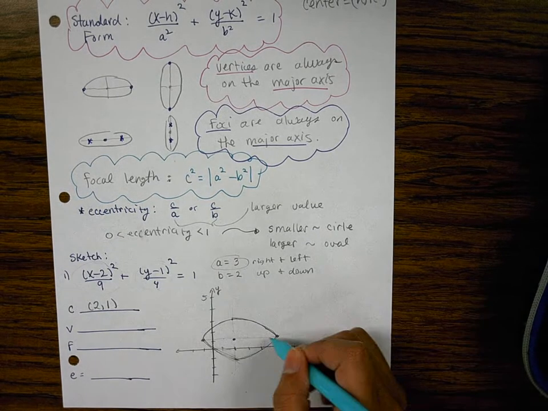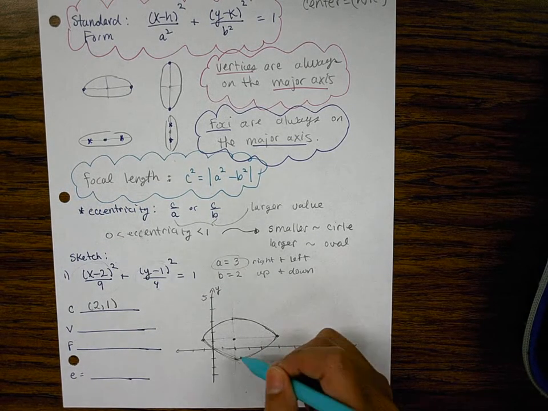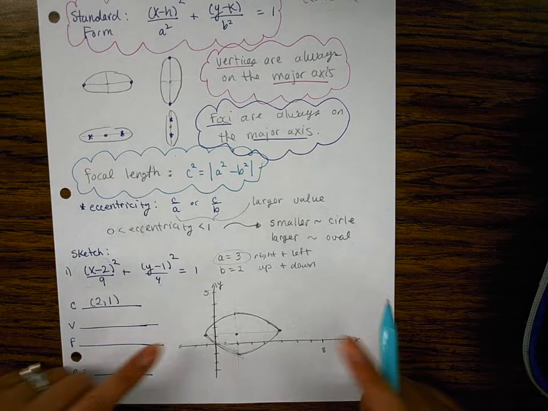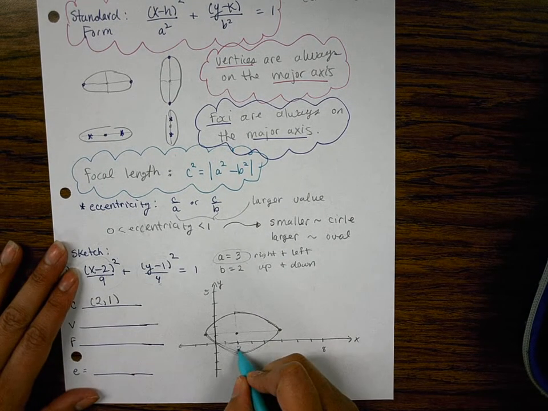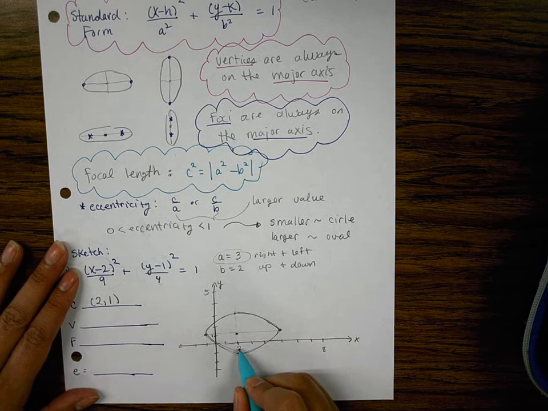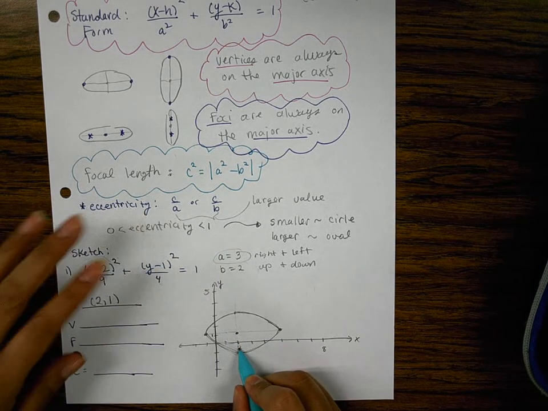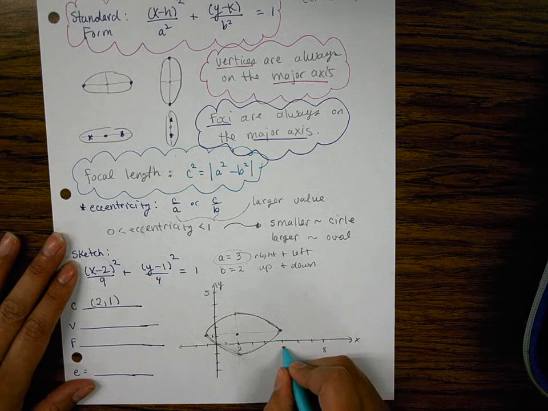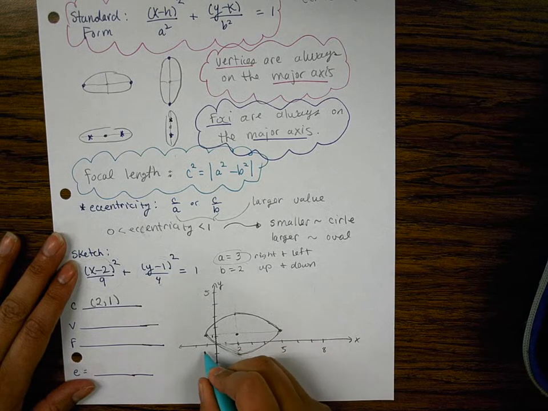Okay, vertices. Remember we said vertices are always on the major axis, and your major axis is the larger axis. Here's my major axis. Here is my minor axis. Again, major axis, minor axis. Okay, vertices are the 2 points that are furthest apart. That's these 2 points here.